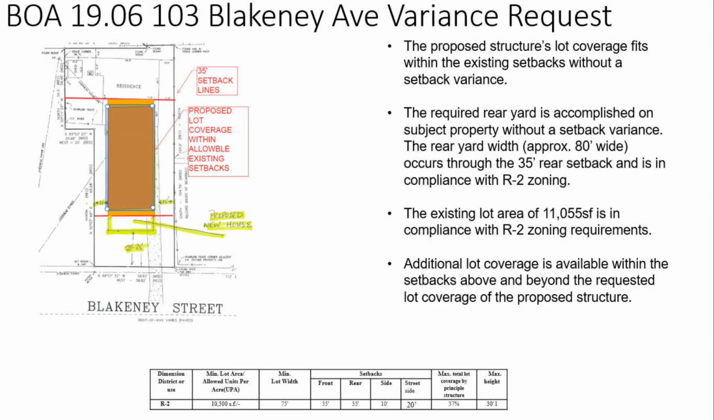Now, with this drawing, to as accurate a scale as we can, we've taken the desired lot coverage and moved it over and placed it on the available lot coverage within the setback lines. So the proposed structure's lot coverage fits within the existing setbacks without a setback variance. Further, the required rear yard is accomplished on the subject property without a setback variance. The rear yard width, approximately 80 feet wide, occurs throughout the 35-foot wide rear setback and is in compliance with R2 zoning as a result.